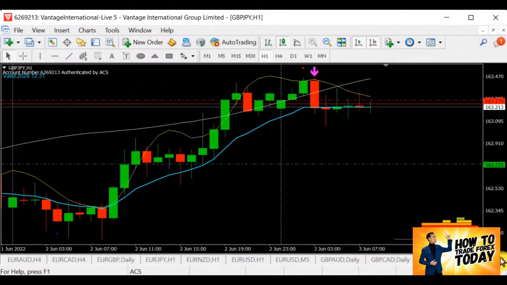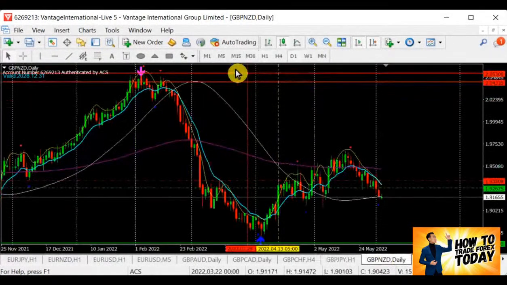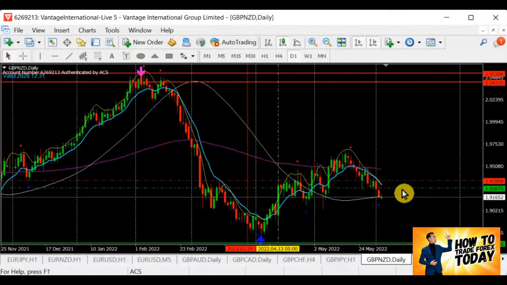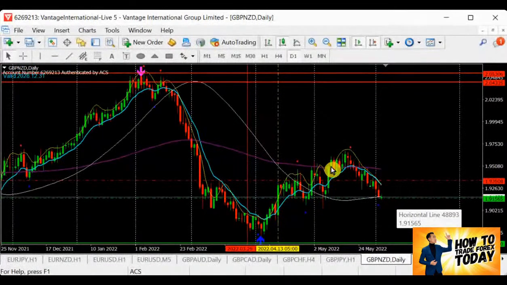All right, how about pound Kiwi? Let's take a look at pound Kiwi. We have now come back for the retesting, and over here we are on the support. Probably we have to wait for it to break the support, perhaps in the second half of the day or maybe next week. So I think we shall skip the pound Kiwi.